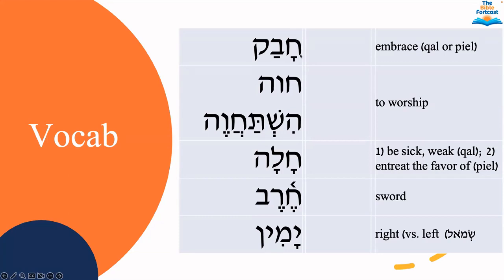Havak. Havak is embrace. He embraced. Hishtachave. We looked at this one. Hishtachave, to worship. This is its root here, chava. But don't worry about memorizing the form of it. It's just the word. It only shows up in this form. Chala. This is what Wayne is whenever he comes to Hebrew. He feels sick. He feels weak. He begs for favor from God to learn something. Chala.